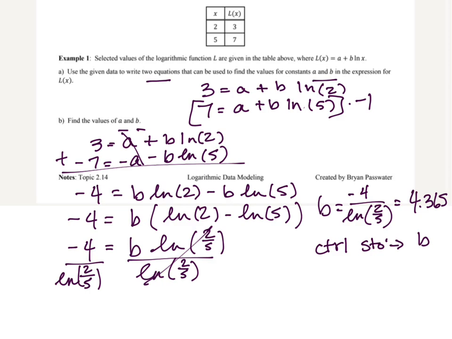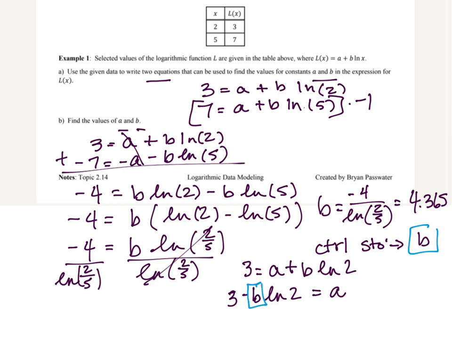Y'all with me? Now we need to solve for a. Plug in that letter b into maybe the top one, maybe the bottom one. It doesn't matter. 3 is going to equal a plus b natural log 2. So 3 minus b natural log 2 is a. This is why we want that letter for b, right? We want that number right here. Swing it to the other side so that we can figure out what a is.